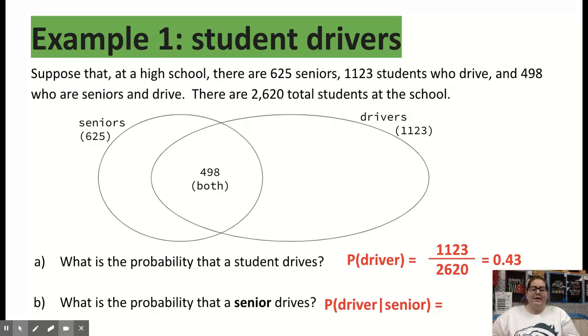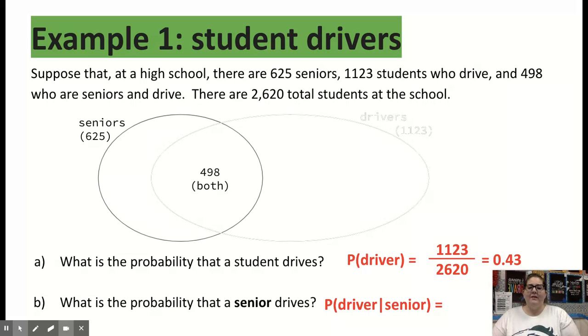So the way I could look at my Venn diagram to figure this out is, because I'm only talking about seniors, I'm just going to ignore the driver's circle, and I'm really only looking at the seniors circle. So the total number of seniors is now going to be my denominator, because that's the total group that I'm dealing with. So I'm going to put the 625 on the bottom. On the top is supposed to be the number of drivers in that group of seniors.